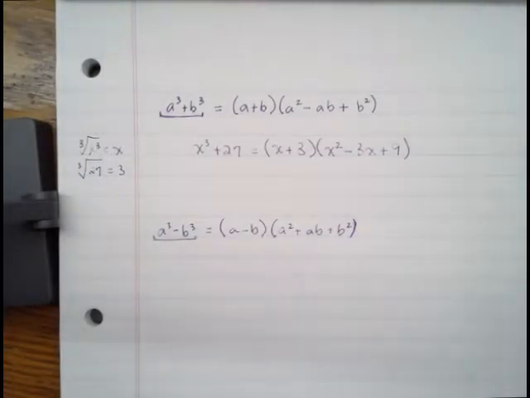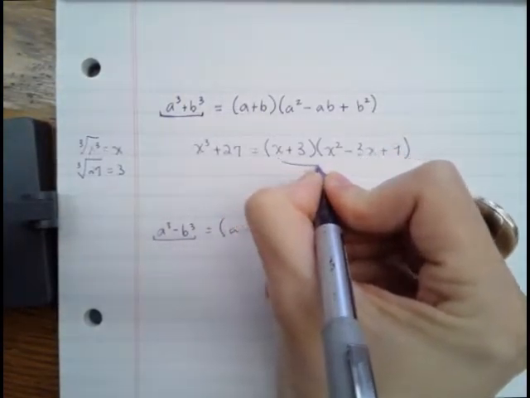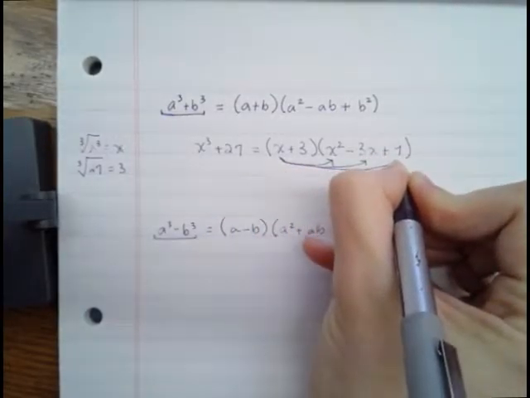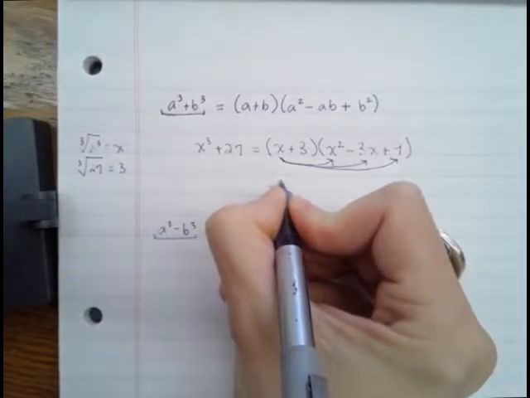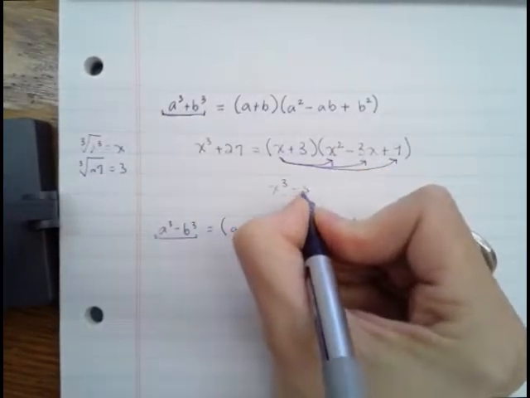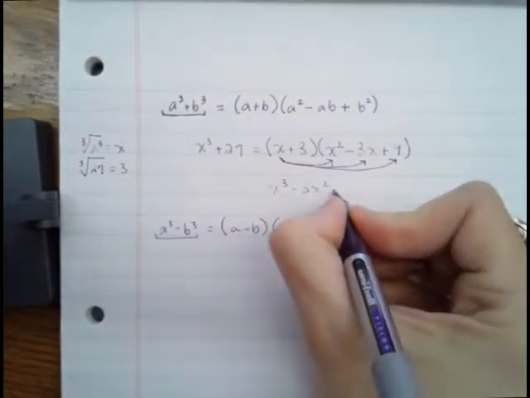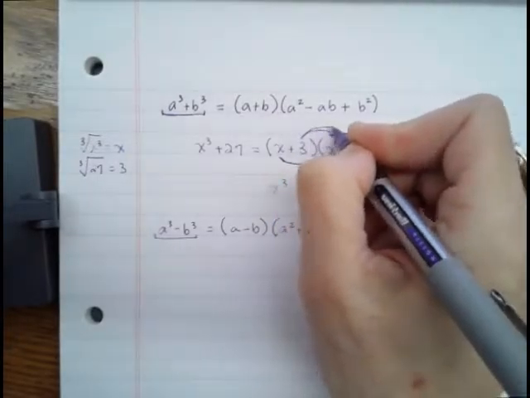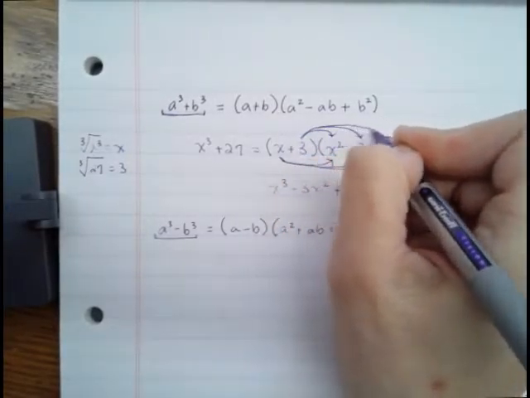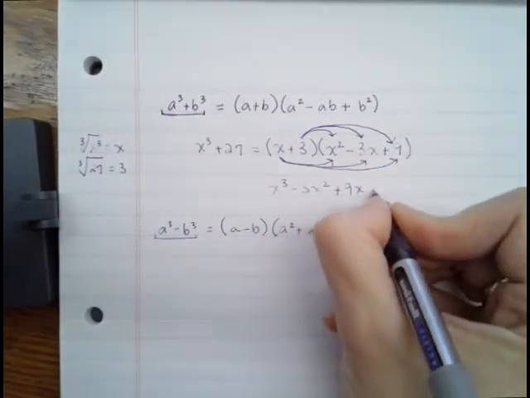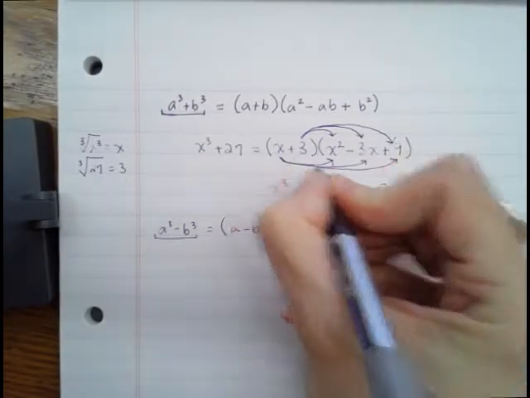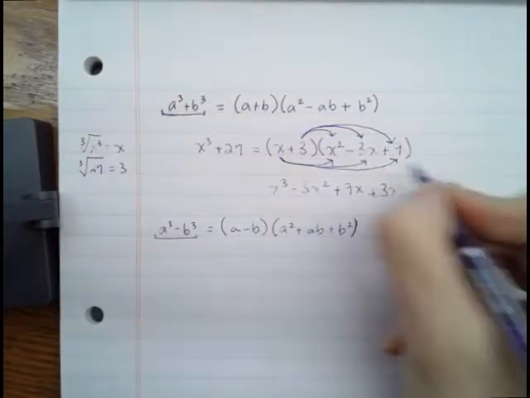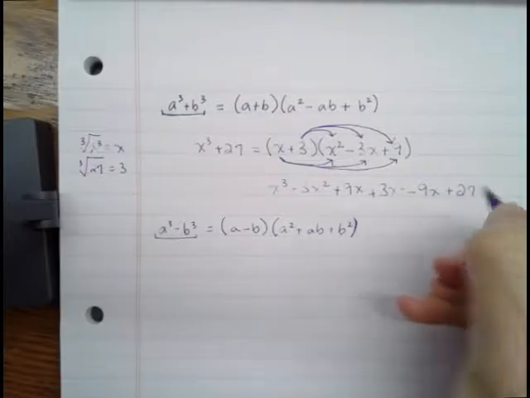I can always check that by doing the distributive property. If I distribute this x to all of these, watch what happens. I have x cubed minus 3x squared plus 9x, and then I distribute this 3 along all of these. So I get plus 3x squared minus 9x, right? And then plus 27. And look what happens.